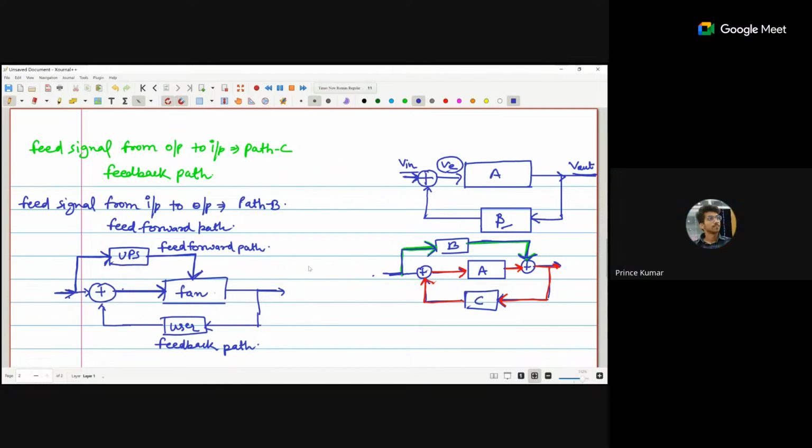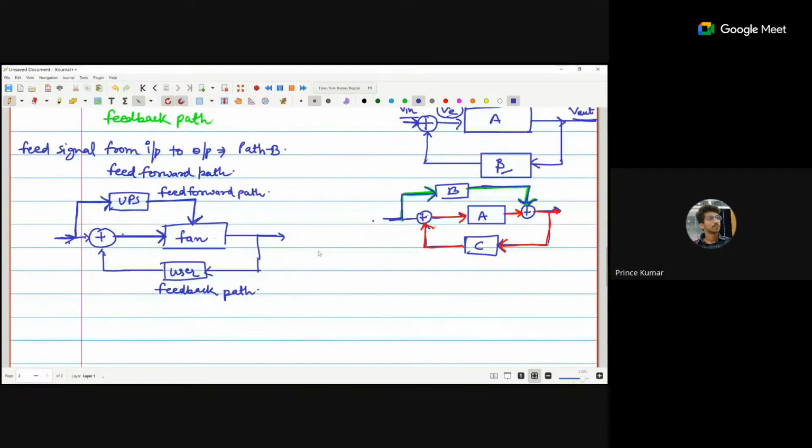Then when we talk about the feed forward, there is no role of the user block, right? No, exactly. I'm just saying that this is the rough diagram. In the UPS, you can also control the speed of that particular fan. Okay, so there is also the role of that. Maybe we can connect the UPS here also, as per the requirement.